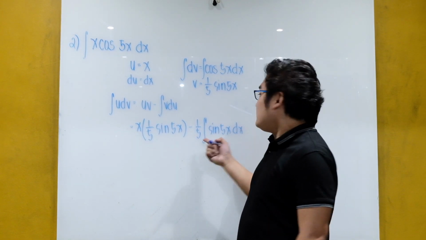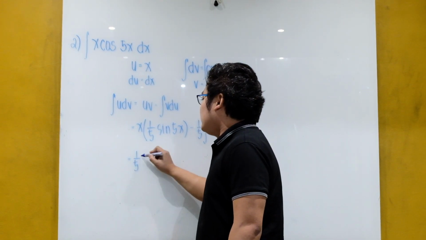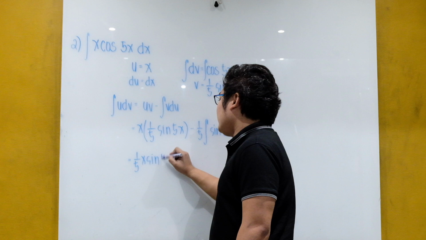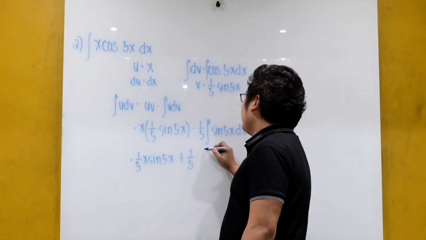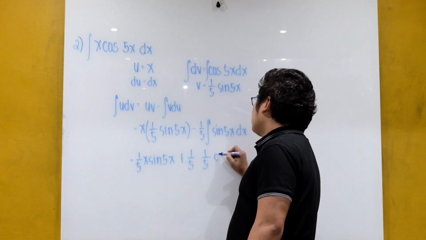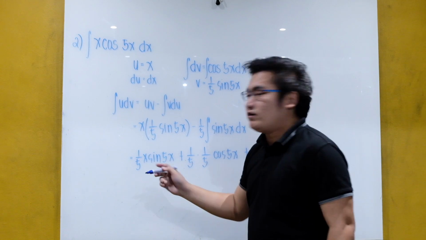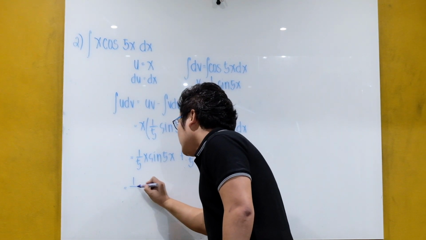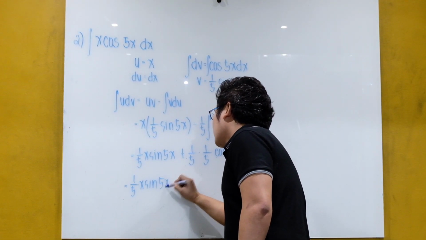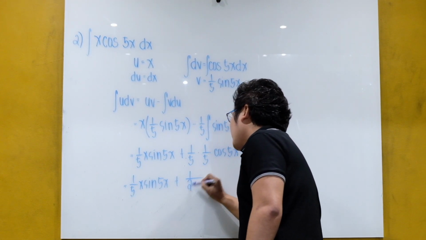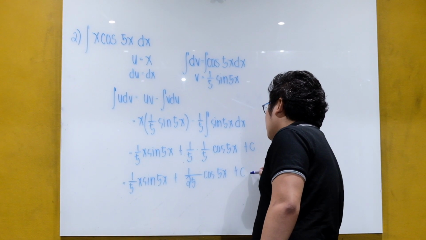So integrating sine 5x dx, we now have 1/5 x sine of 5x plus 1/5 multiplied by 1/5 cosine of 5x plus c. So simplifying our function, this will become 1/5 x sine 5x plus 1/25 cosine 5x plus c.